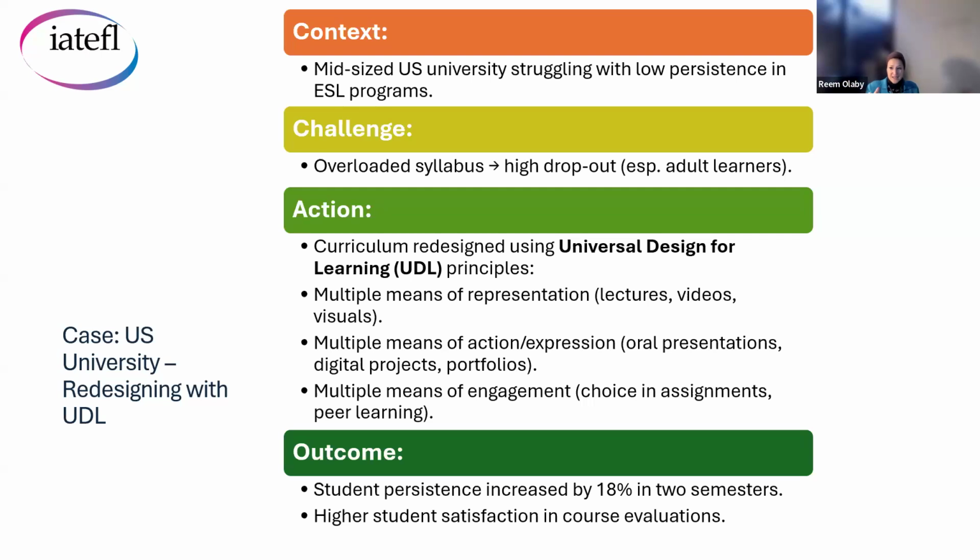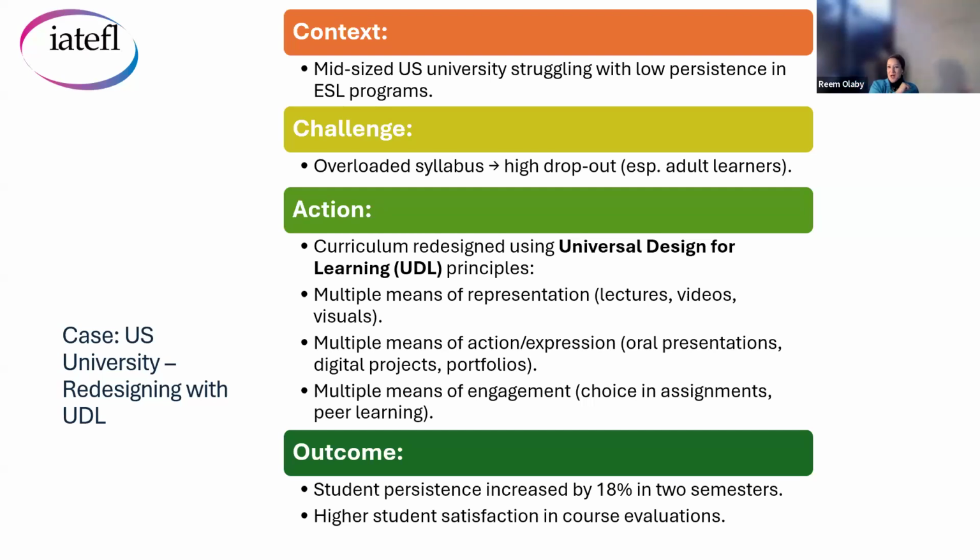So, what was before going into the outcome? I think there is a third one, which is engagement. Yes. So, creating multiple means of engagement. The students had choices in assignments and opportunities for peer learning. So, those are the three core components of the universal design for learning, the UDL.